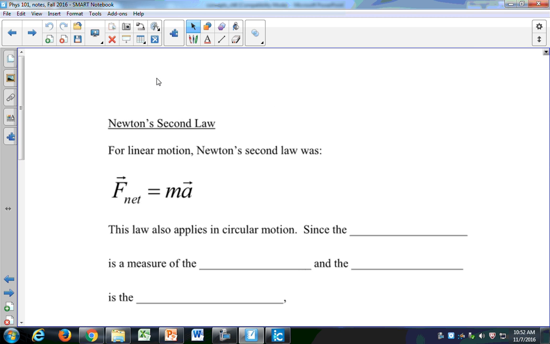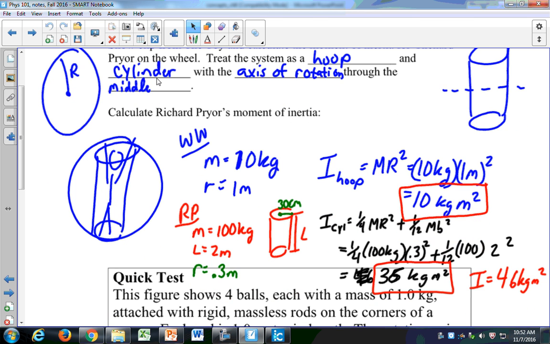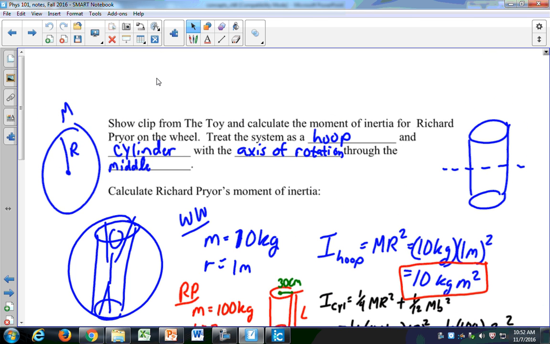Okay, let's recap what we were doing. We looked at moment of inertia last time. Remember, moment of inertia describes the inertia of a rotating body. Just like a body that's traveling in a straight line has inertia that's measured by its mass, an object that's rotating has inertia. We call that rotational inertia, or the moment of inertia. And remember, it's not only dependent upon the mass, but upon how the mass is distributed.